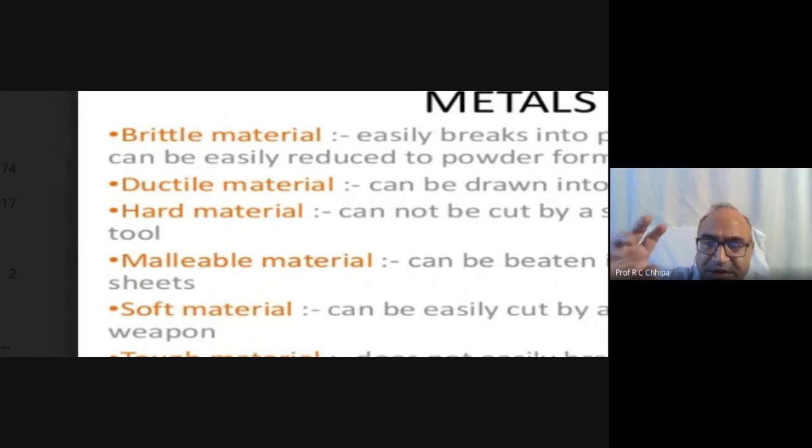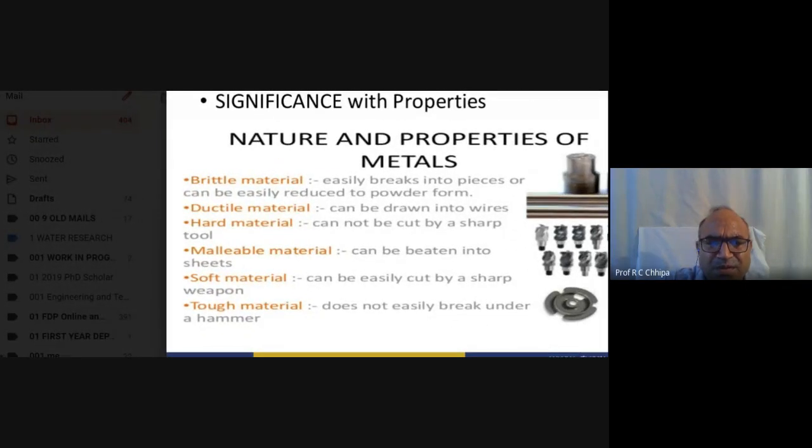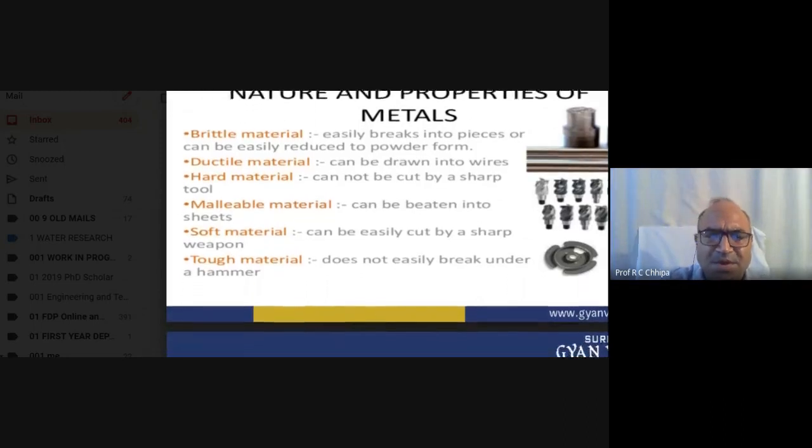Role of metals and alloys in electrical, the conductor. This is another property of the metals and alloys, the conduction of electricity. Electrons are moved. So different properties of metals are responsible. Here we need different properties. So this is the significance with the properties.